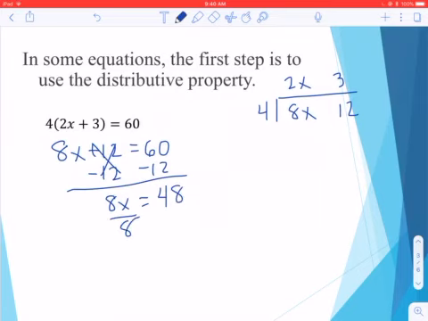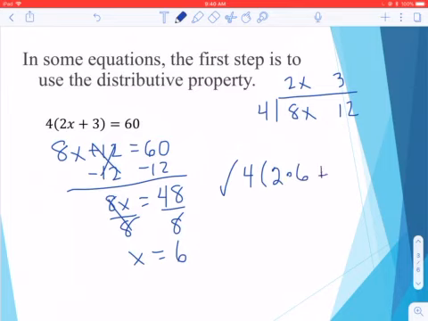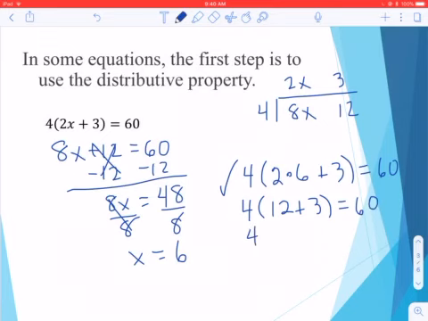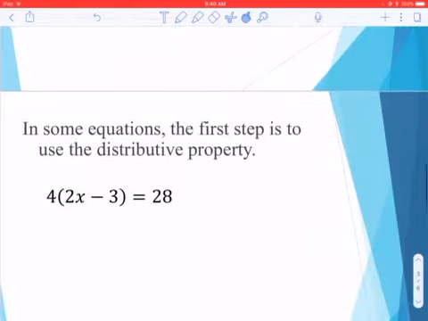Divide both sides of the equation by 8. 8 divided by 8 is 1, so that gives me x is equal to 6. When you do your check, go back to the very original problem. We have 4 times 2 times x, x is 6. So 2 times 6 plus 3, and we're checking does that equal 60. So parentheses first, in the parentheses I do multiplication, so this is 4 times 12 plus 3. Does it equal 60? Do inside the parentheses, 4 times 15, and yes, that gives me 60 is equal to 60.